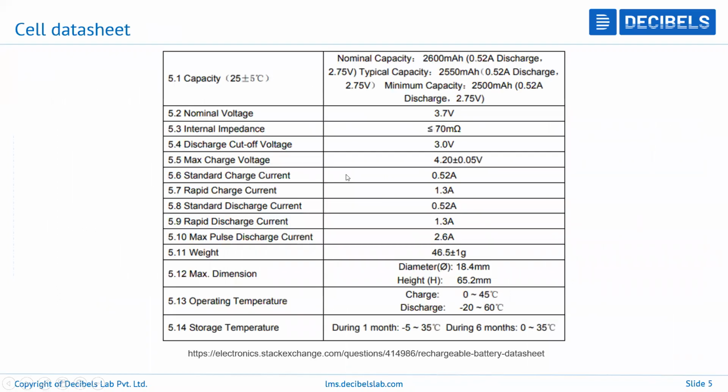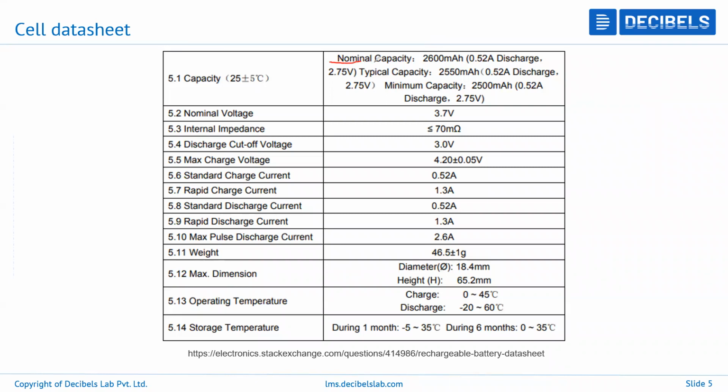Okay. So now let's have a quick look at the cell data sheet. Okay. And this is of a 2.6 amp hour lithium ion cell. Okay. So that's 2600 mAh. And the specifications are as follows. So starting with the first one, we have something called nominal capacity.